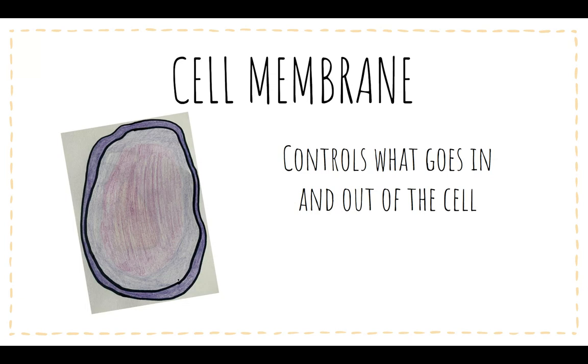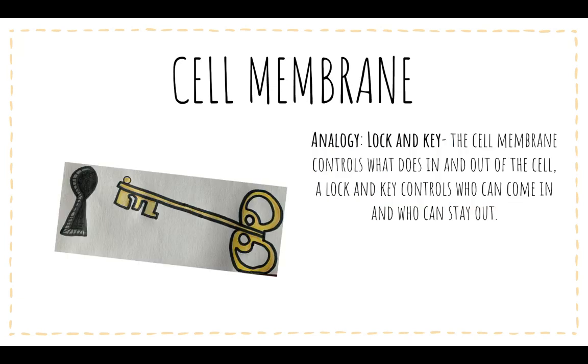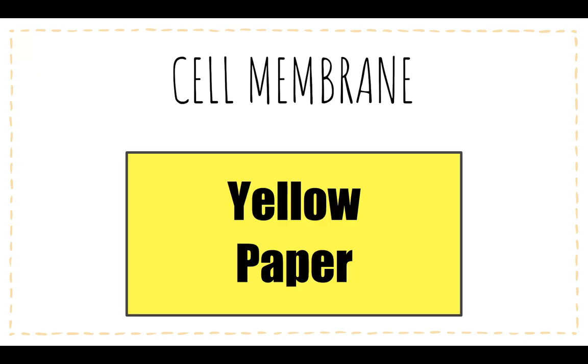Cell membrane. Controls what goes in and out of the cell. Analogy: lock and key. The cell membrane controls what goes in and out of the cell. A lock and key controls who can come in and who can stay out.